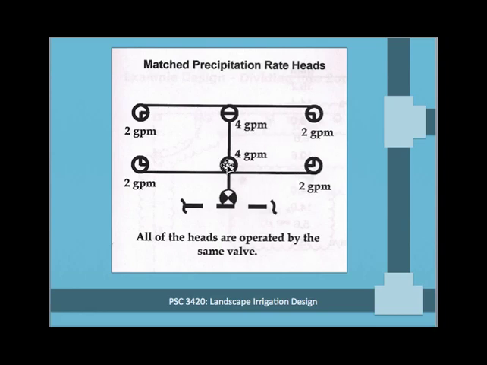So in order to do that, they've got to be able to put 2 GPM down here and 2 GPM down here when they're running. So they would need a total of 4 GPM. And in this way, the precipitation rate is matched in these different areas of overlap.